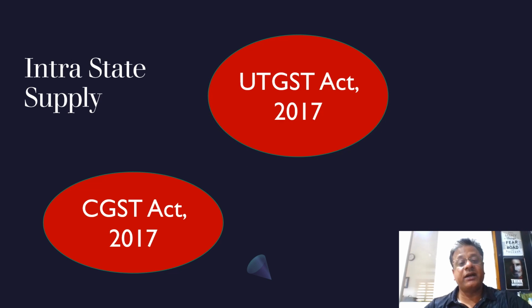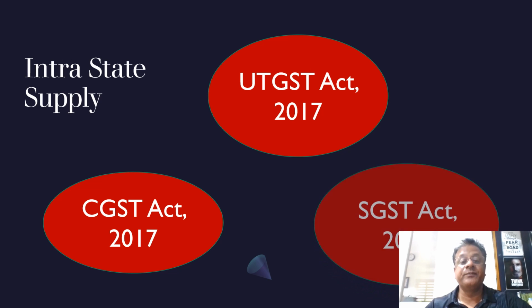There is one more act, the UTGST Act, that is the Union Territory GST Act. So whichever union territories are there, this UTGST Act will be applicable. So one UTGST Act is applicable for all the union territories. So suppose there is one intrastate supply, there will be CGST applicable and there will be UTGST applicable. So both will be levied under the respective act.